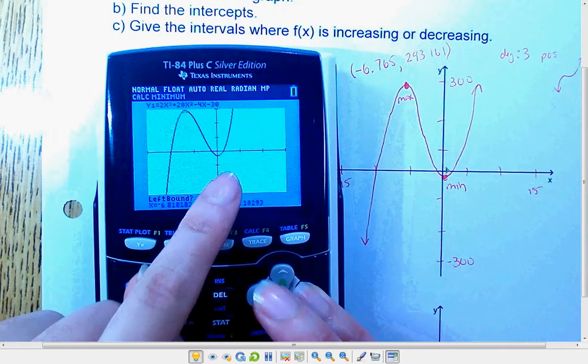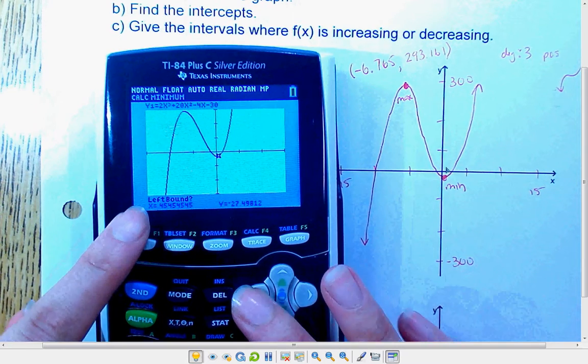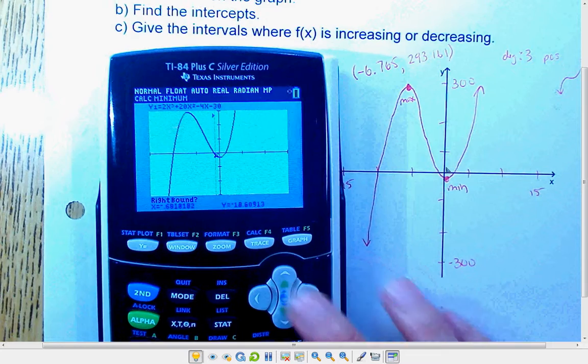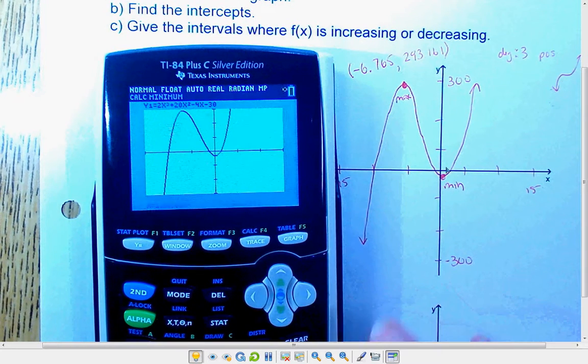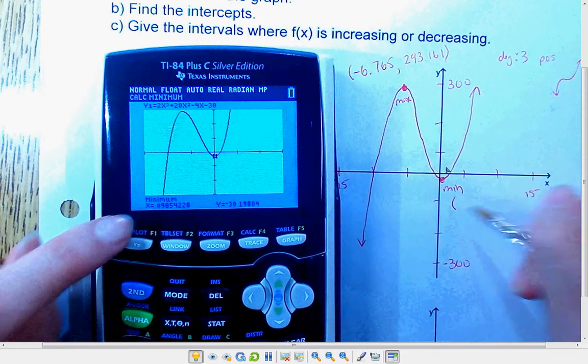So minimum, now we're going to go to this point. Again, we want to first start on the left side of the point. So first go to the left, just slightly to the left, press enter. Now go slightly to the right, press enter. Press enter again, and it should say minimum, and it'll give you your point.